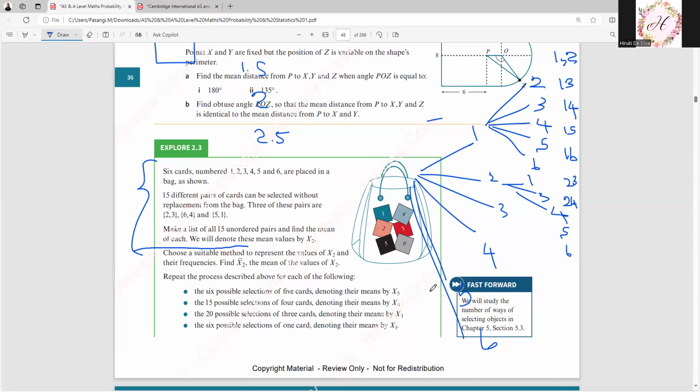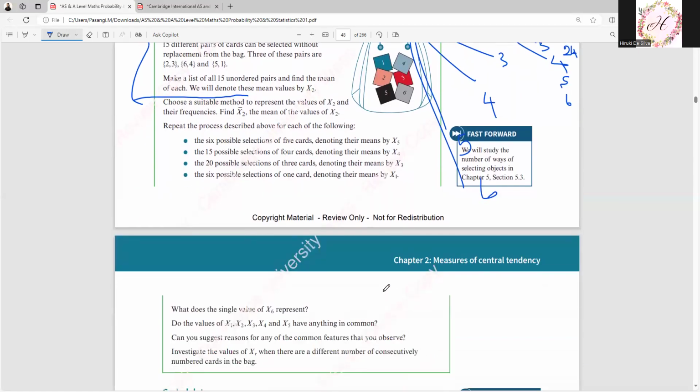Among those ones, we can again get the means, and we can calculate this whole process. Now, why are they doing this? What does the single value of x6 represent? Here, do the values of x1, x2, x3, x4, x5 have anything in common? And can you suggest reasons for any of the common features that you observe? What do you think? If we do it repeatedly for the first five, first four, first three, likewise, then what will happen there?